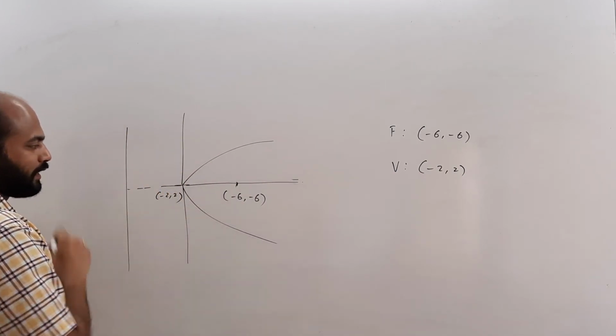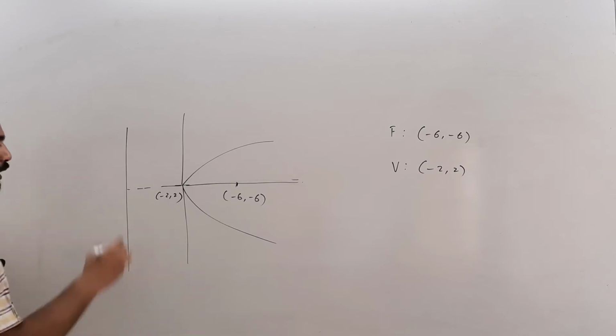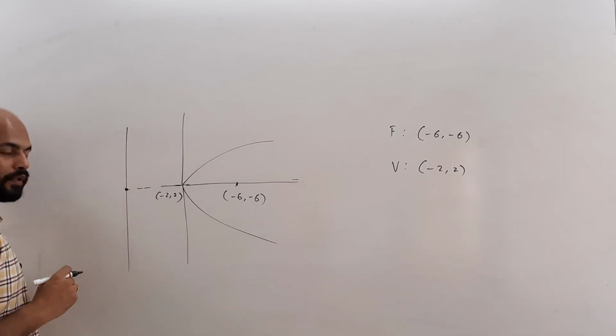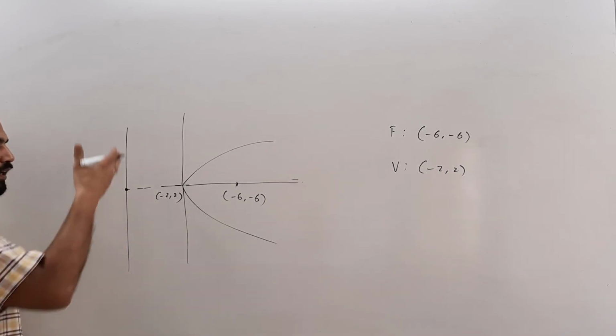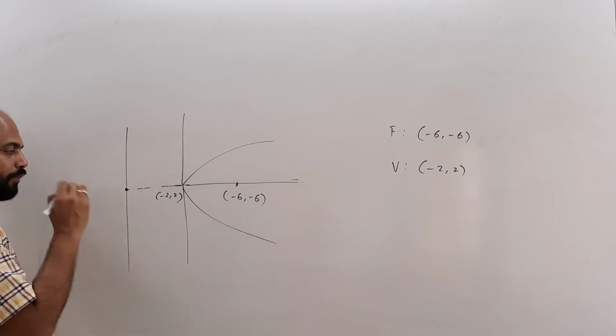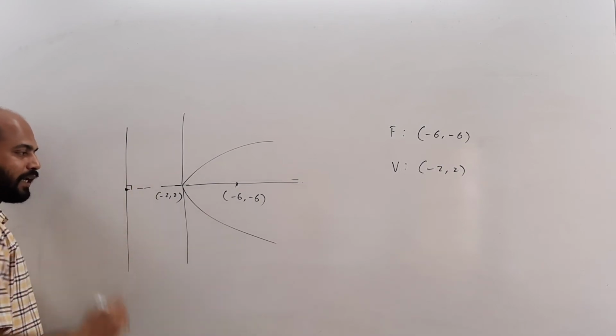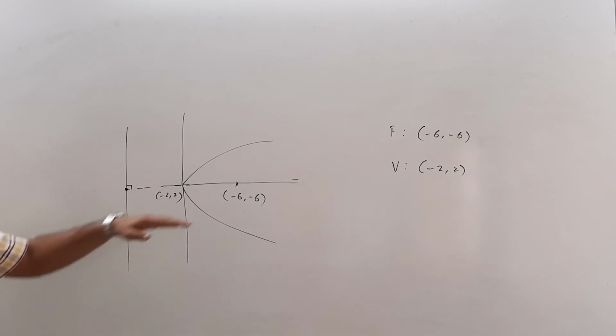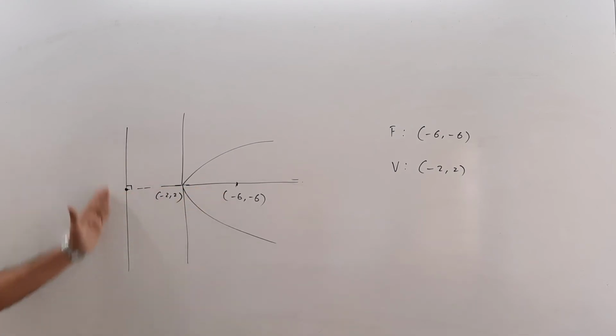Let's say that this is the directrix. So if at all I find this point, then first I'll be able to find the equation of this directrix, because one thing is for sure that this line and this line are perpendicular. That is, the axis of the parabola and this directrix are always perpendicular.